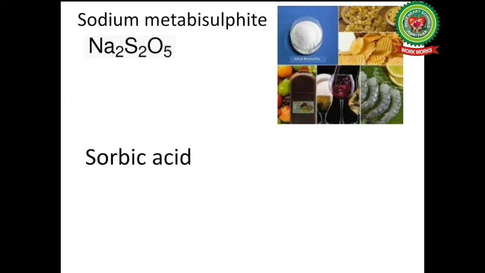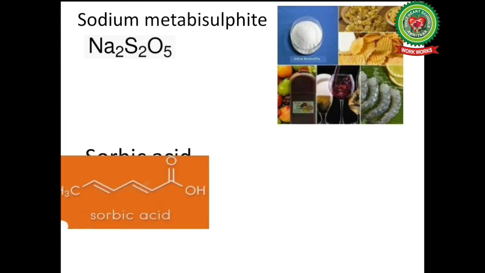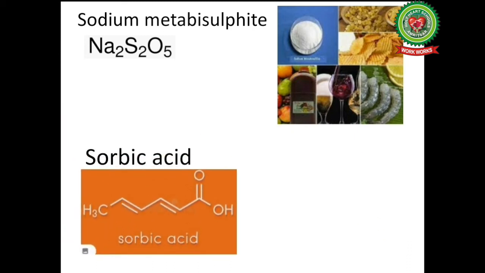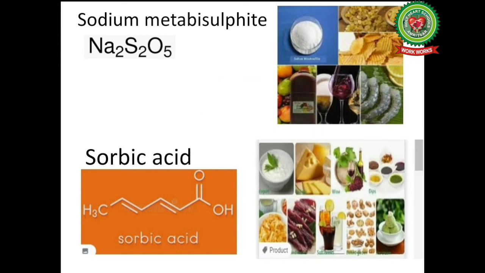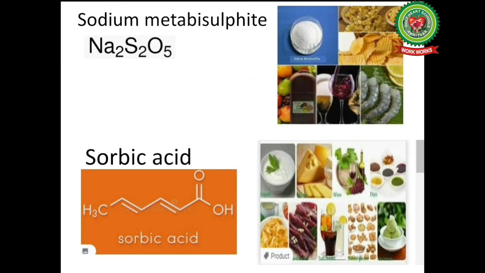Next is sorbic acid, and sorbic acid is a long chain fatty acid. It is used as a preservative for baked food, pickles, meat and fish products.